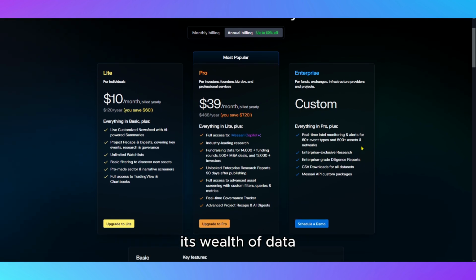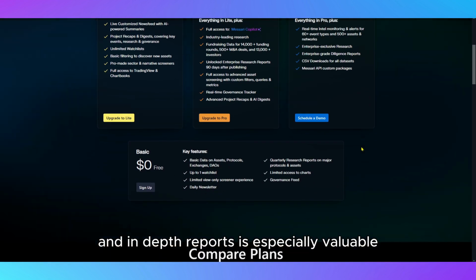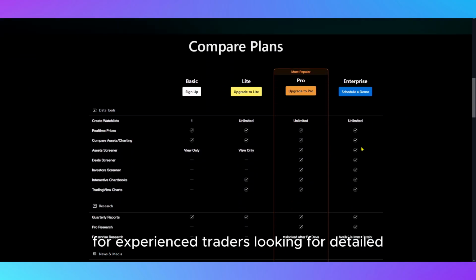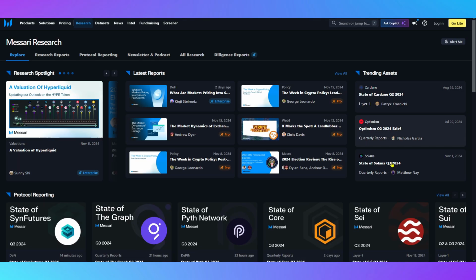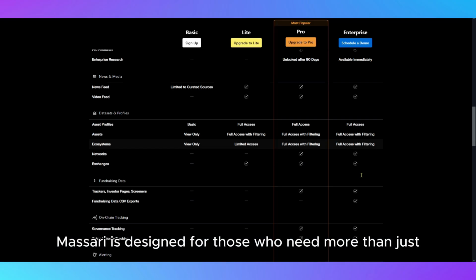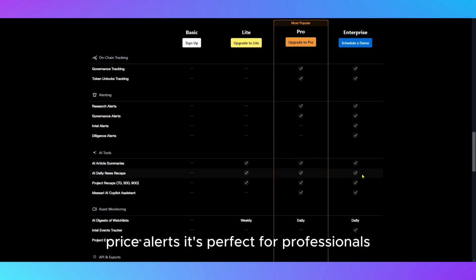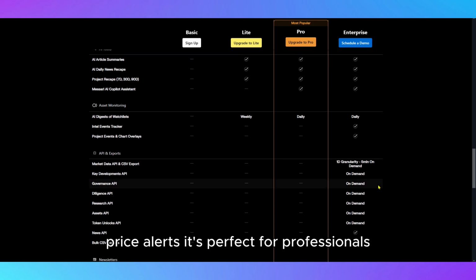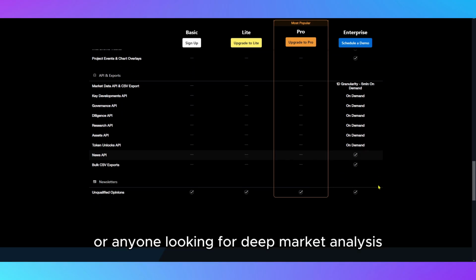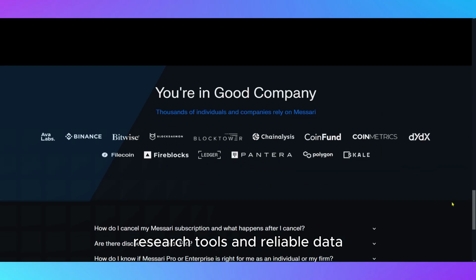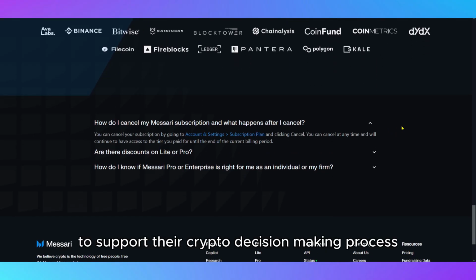However, its wealth of data and in-depth reports is especially valuable for experienced traders looking for detailed insights to shape their investment strategy. Messari is designed for those who need more than just price alerts. It's perfect for professionals or anyone looking for deep market analysis, research tools, and reliable data to support their crypto decision-making process.